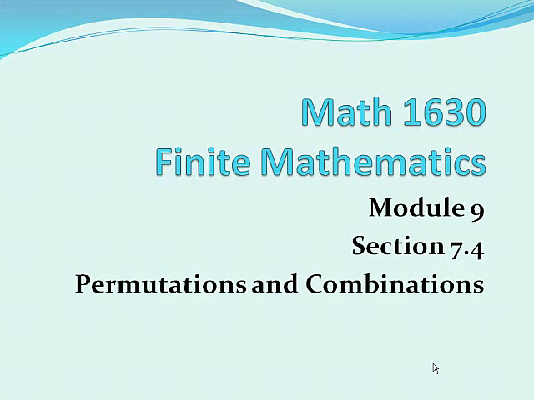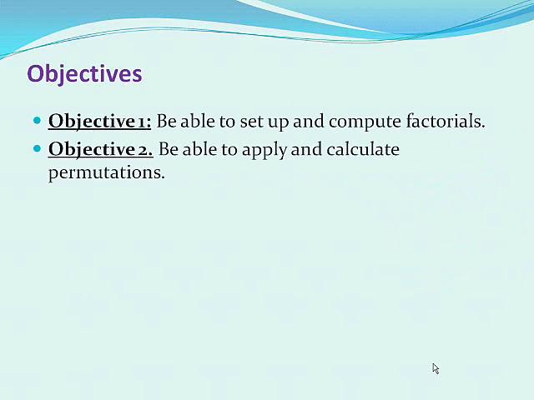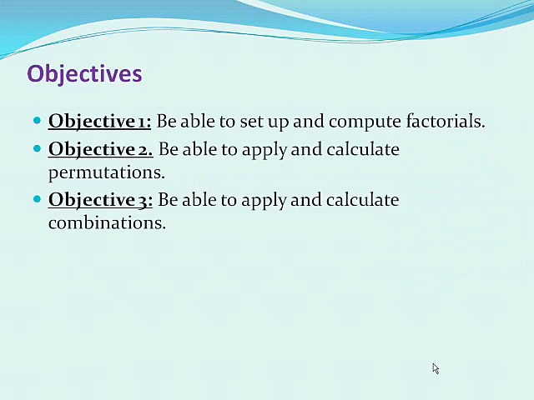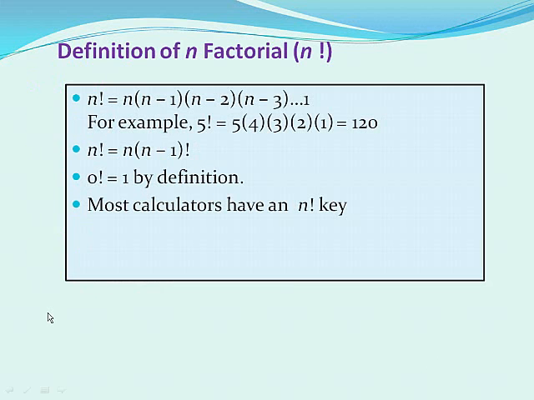Module 9, Section 7.4, Permutations and Combinations. Objectives: be able to set up and compute factorials, be able to apply and calculate permutations, be able to apply and calculate combinations, and finally, solve applications involving permutations and combinations.